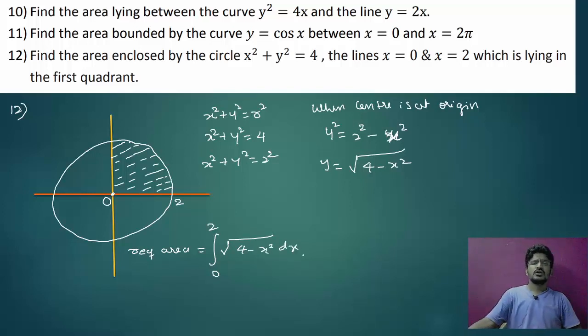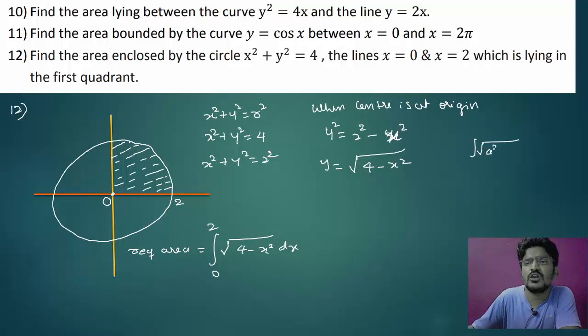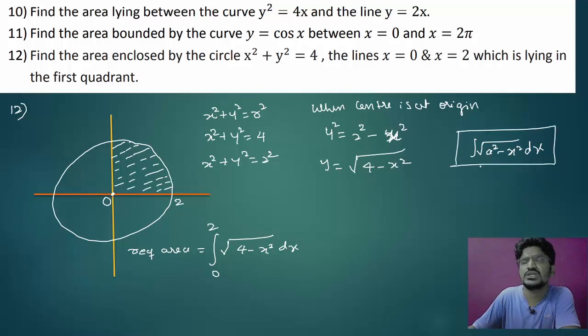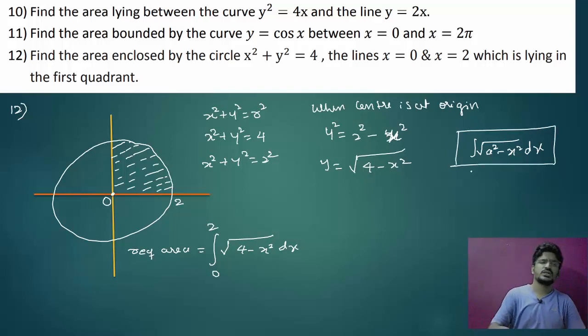Clear? So here you have to use the formula of square root of a square minus x square with respect to dx. So you just see what is the formula of square root of a square minus x square with respect to dx, and try to solve it. So let us continue tomorrow. Because of a short time, I have made only this video.